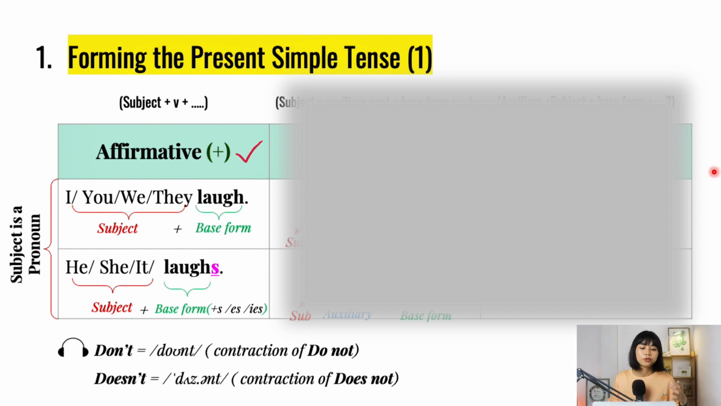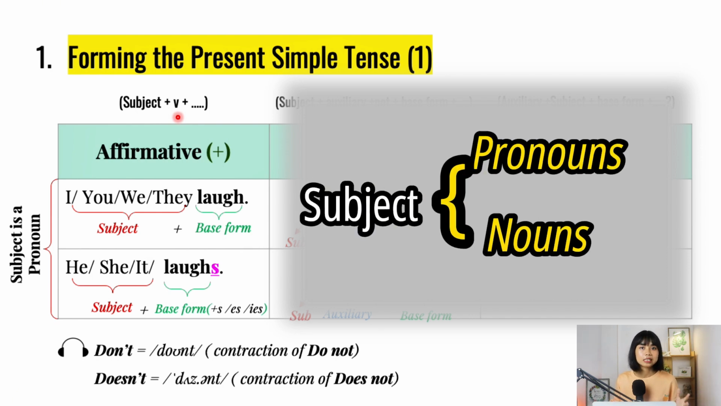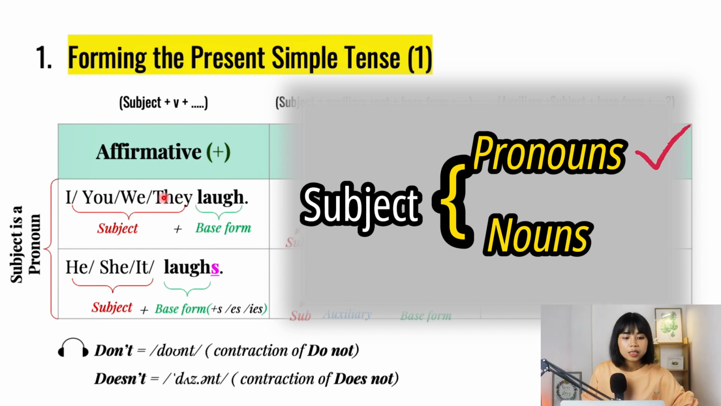First, it's important for you to understand the basic structure of the positive sentence. It must have a subject and a verb. To add to your understanding, I have divided the subject into two categories, pronouns and nouns. So first, let's discuss when the subject is a pronoun. When the subject is a pronoun I, you, we, or they, we use a base form in the positive form. For example, I laugh. I is a subject and laugh is a base form.